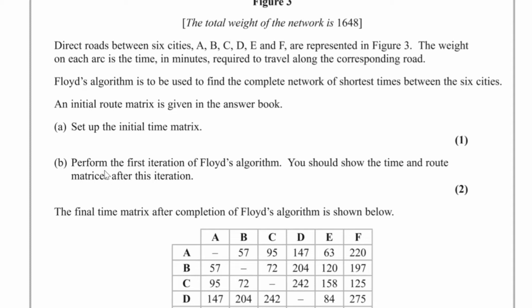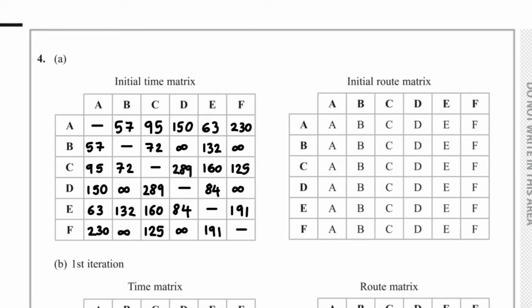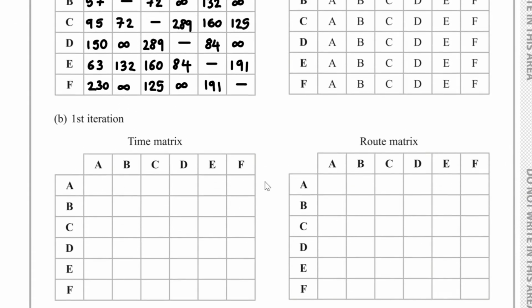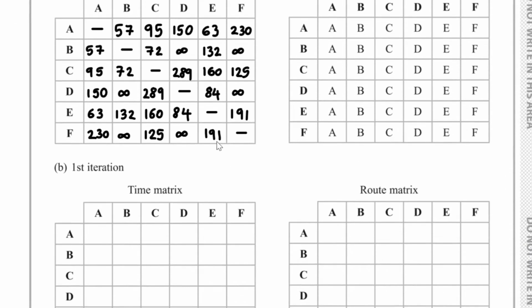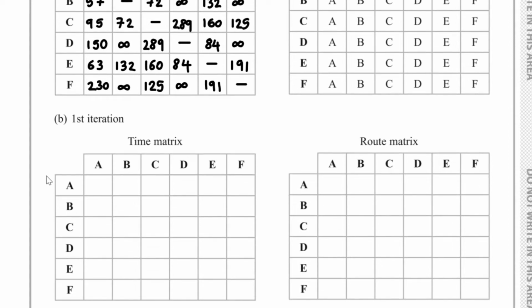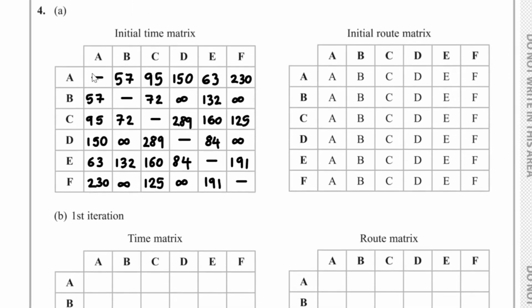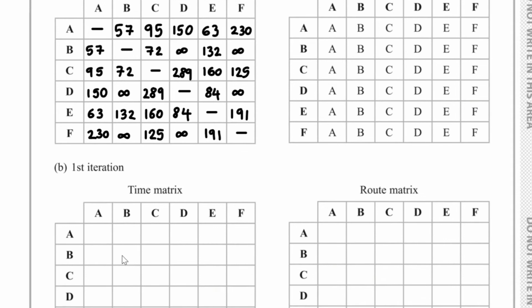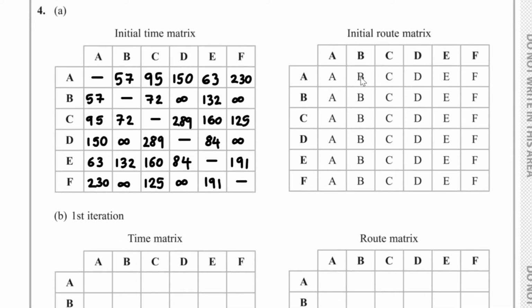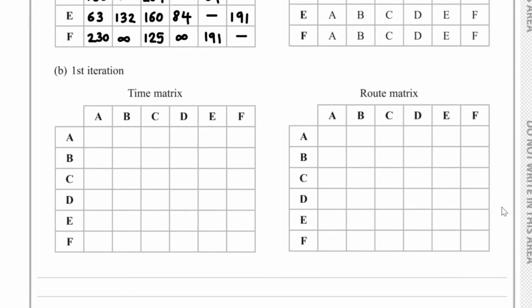For part B of the question, we have to perform the first iteration of Floyd's algorithm. You should show the time and route matrices after this iteration. So, the first thing we need to do is write down the dashes from A to A, B to B, C to C, etc. and the corresponding routes will also not change.